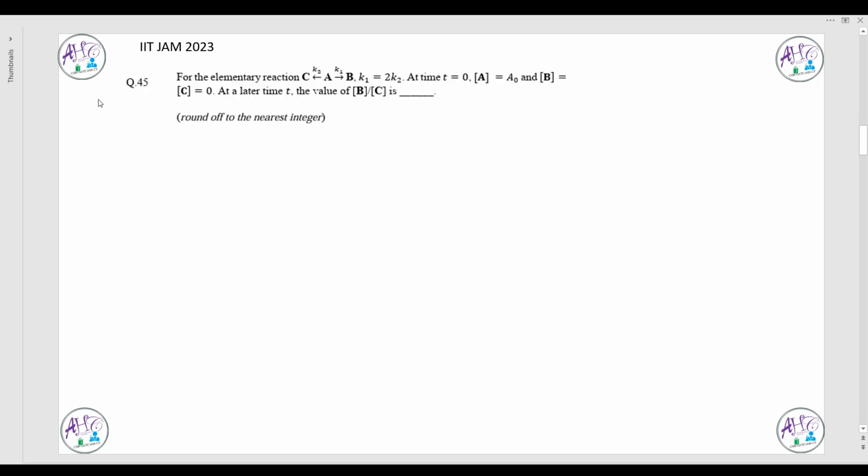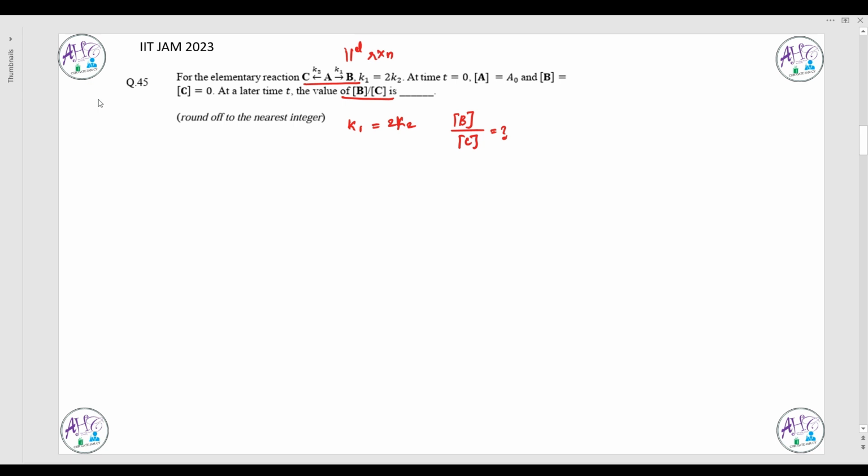Next question. Here they have asked, for the elementary reaction, they have given a parallel reaction. This is your parallel reaction. k1 is equal to 2k2 is given, and they are asking for the value of concentration of B by concentration of C.